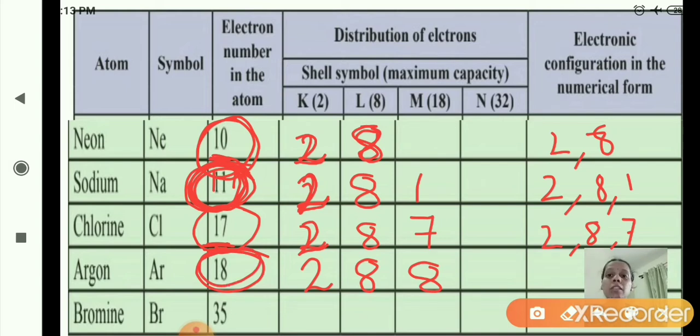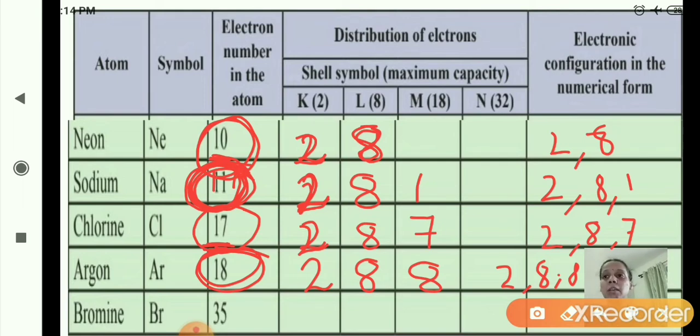Then how you will arrange this? 2, 8, 8. Okay, 2 in K shell, 8 in L shell and 8 in M shell. And how you will write down electronic configuration in the numerical form? Now I am writing it here in this column, 2, 8, 8. Okay, I hope you are clear till here.